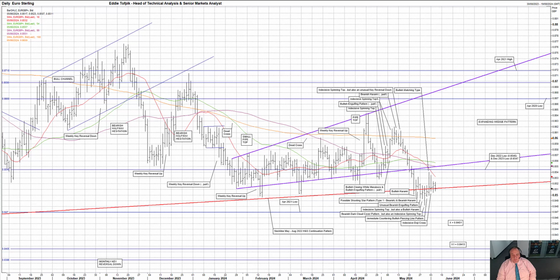And so far today, a reactionary open lower and prices punched down through the bright red neckline again, though not much further.